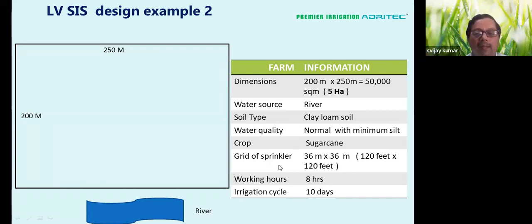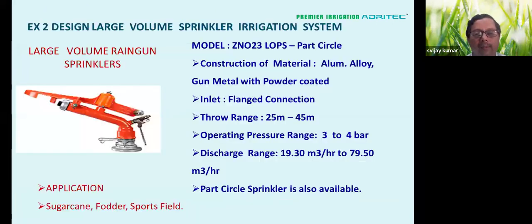And here, since it is a clay soil, the water holding capacity is higher, and therefore the irrigation interval will be 10 days. I don't need to irrigate it every 7 days to complete the cycle, so I will keep the irrigation cycle slightly longer. Your soil will decide what kind of irrigation cycle. And working hours are typically not more than 8 or 10 hours, because labor will not be available beyond that. If you can increase the working hours, then of course you can have more sprinklers. For this particular example, I am considering only one rain gun that is going to operate.